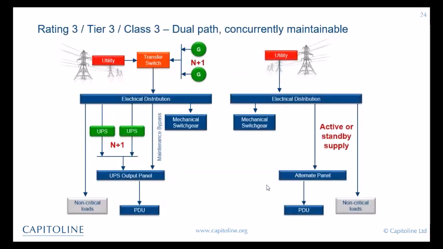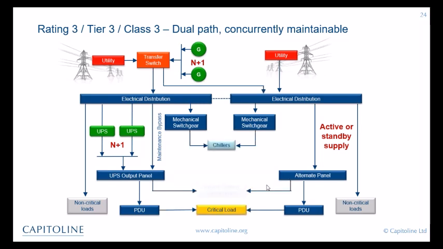When we talk about power, this is one of the key areas for maintaining the availability of the data center. And here you see a graphic representation of what a rating 3, tier 3, class 3 system might look like. The standards, whether they're referring to tiers, ratings or classes, do differ in terms of some of the elements of how a rating 3, tier 3, class 3 system would go together. But this just gives you an idea of how we present some of this material.